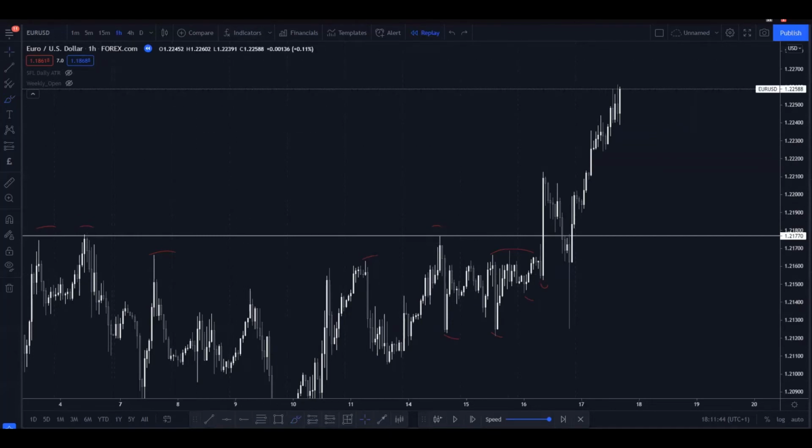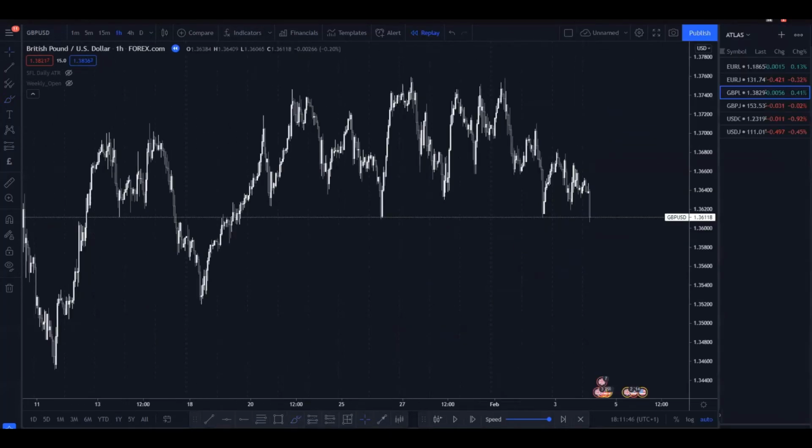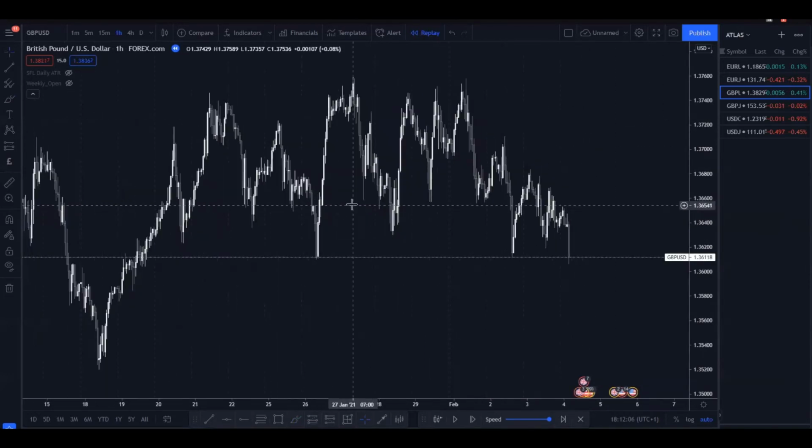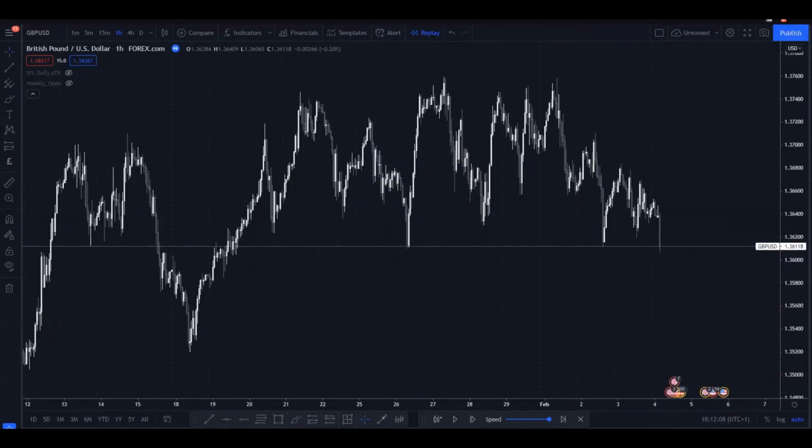Another example I want to talk about is actually the Bank of England decision from the 4th of February. On the 4th of February, it was Thursday at 12 o'clock. The Bank of England always comes out with the interest rate decision, whether they're going to change it or not change it. So you can see here, you can agree the market's ranging.